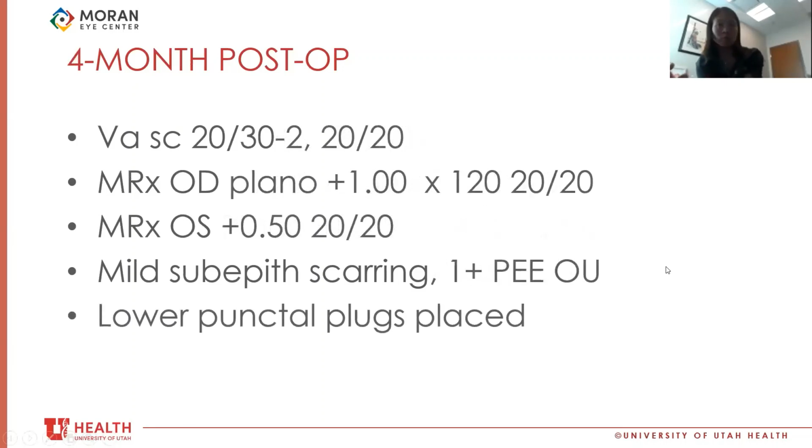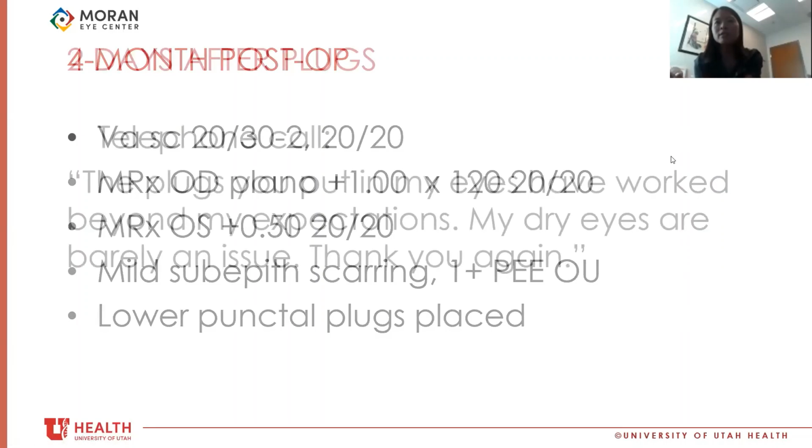By 4 months, he was doing really well. So he was uncorrected 20/30 and 20/20, pretty much +0.5 in refraction in both eyes, correctable to 20/20 now. A little bit of subepithelial scarring. He did have some dryness, some punctate epithelial erosions in both eyes. So I placed some plugs in both eyes. And I don't think I really saw him after that.